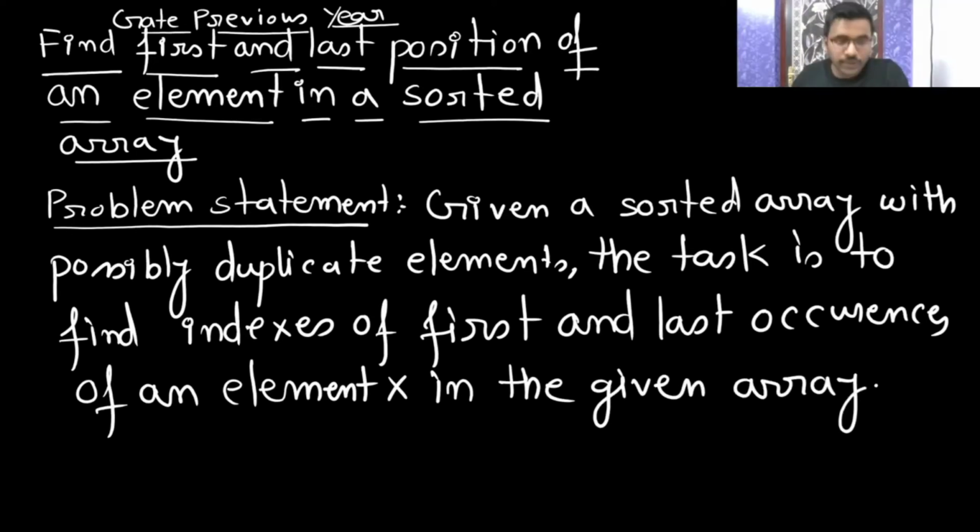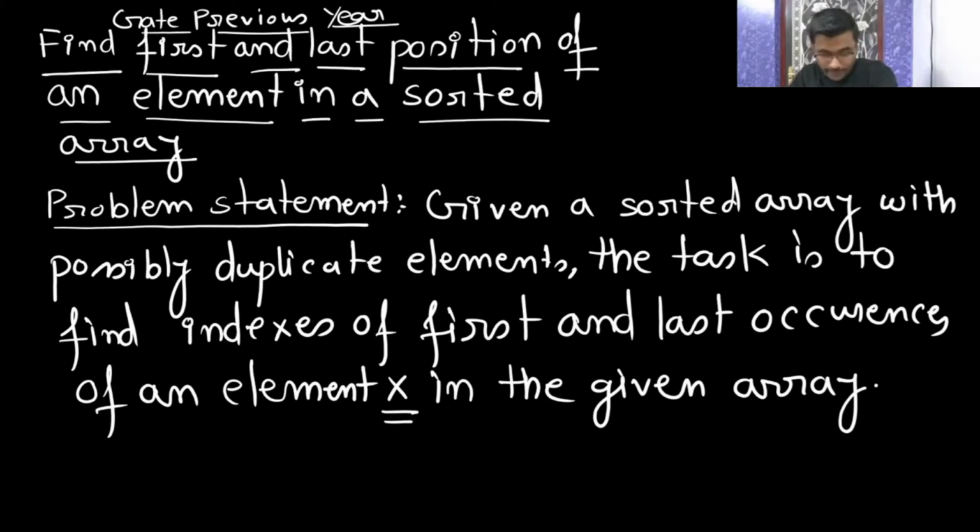So it is asking to find the first and last position of an element in a sorted array. Given a sorted array with possibly duplicate elements, so in there you are going to have duplicate elements also. The task is to find the index of the first and the last occurrence of an element x in the given array.